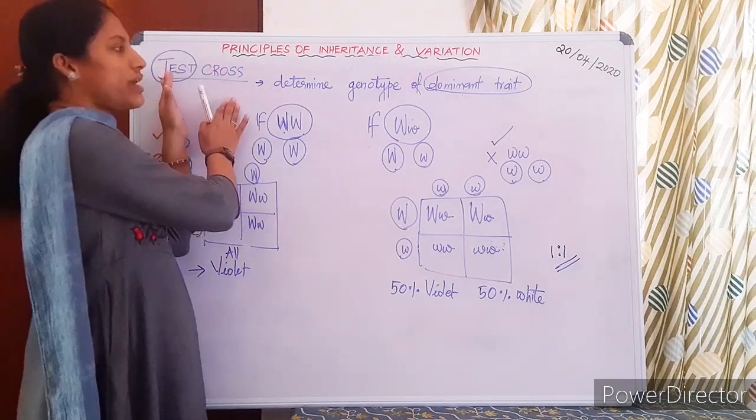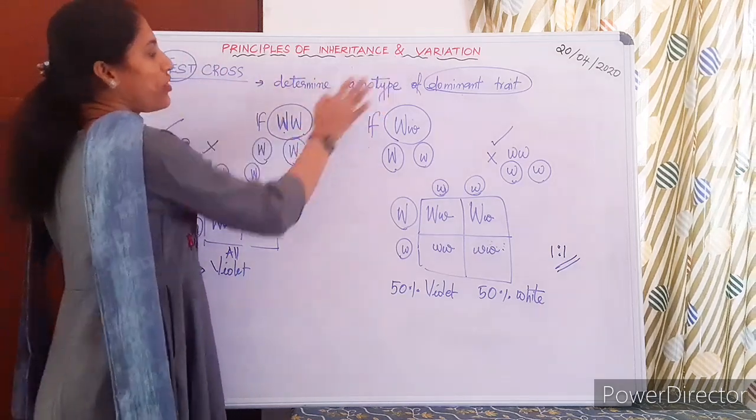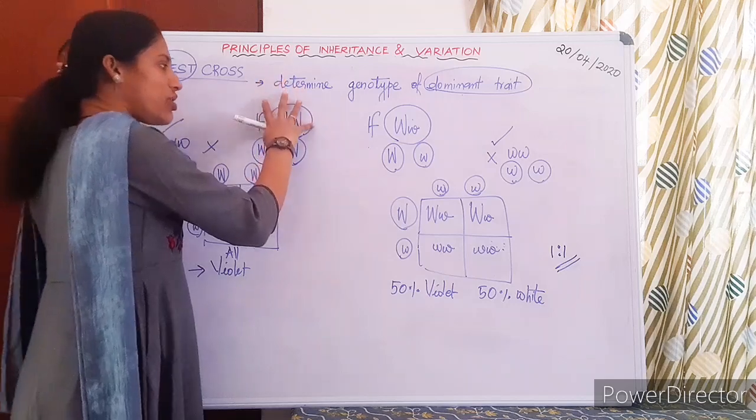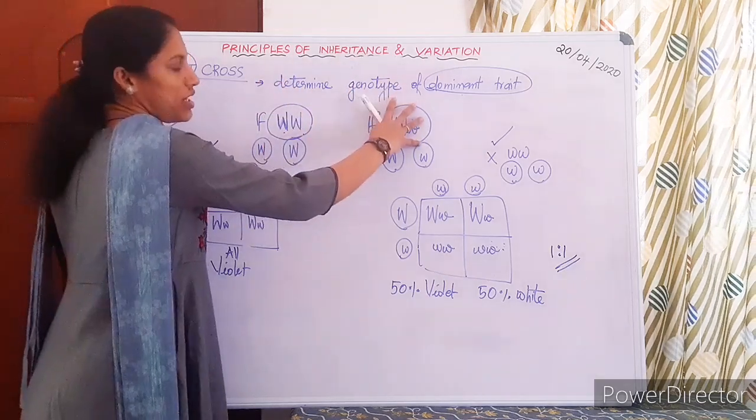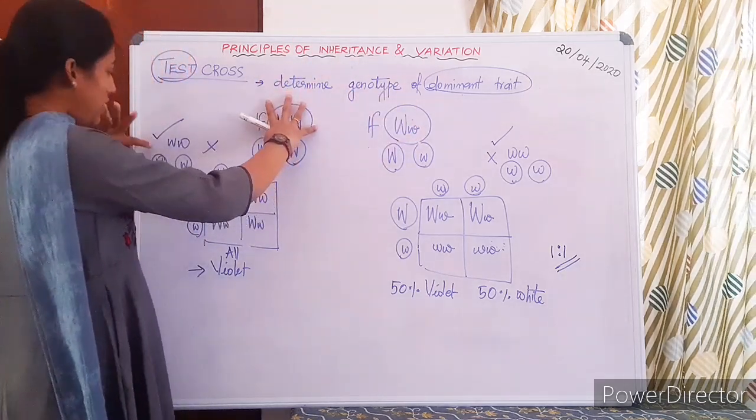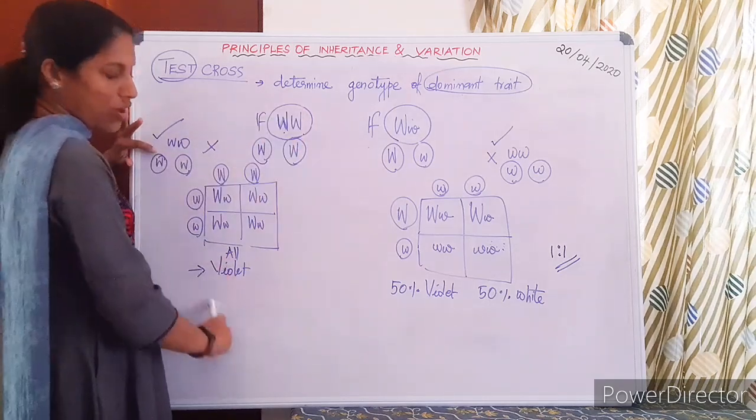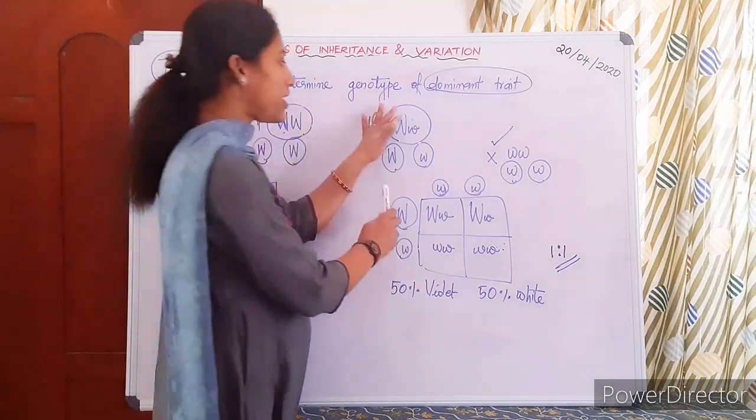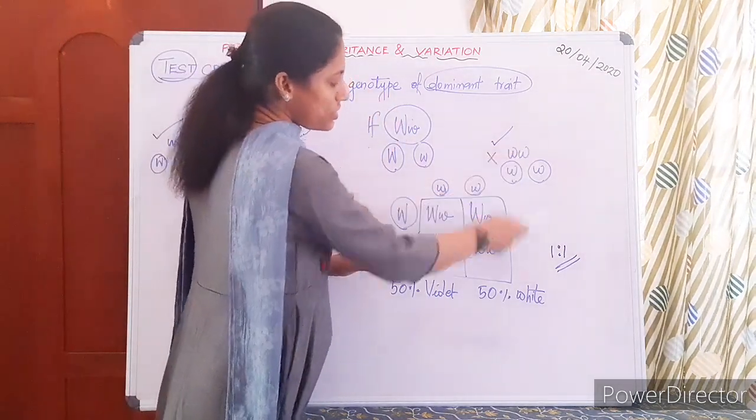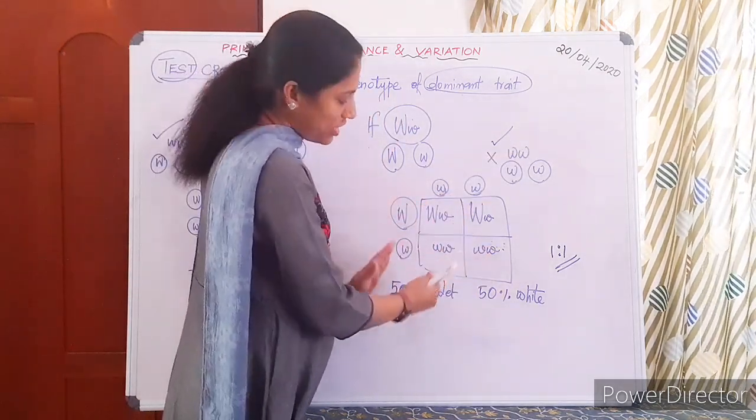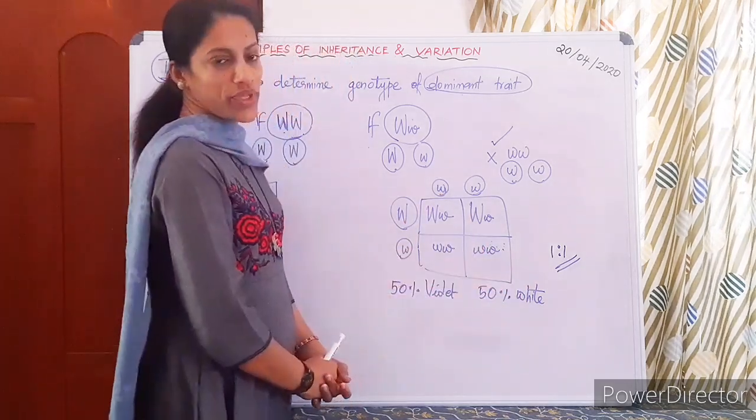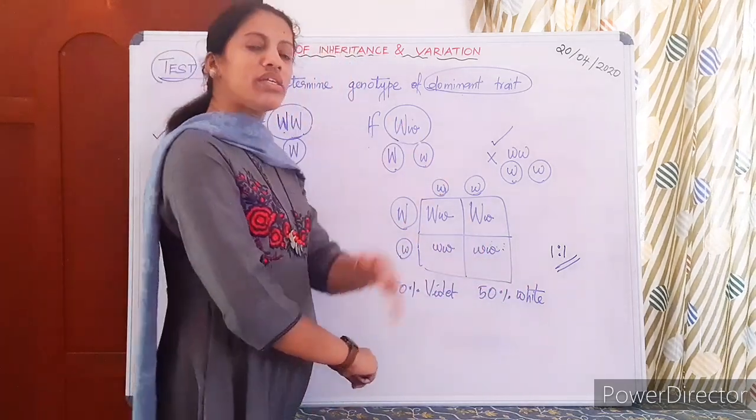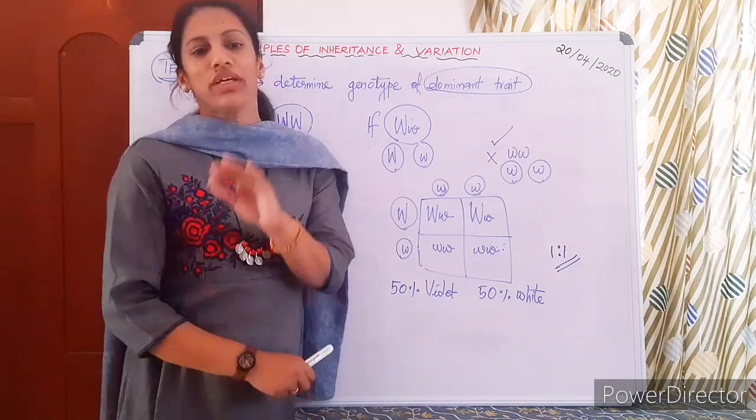A test cross is carried out to find out the genotype of the dominant trait, whether it is homozygous or heterozygous. If it is homozygous, in the test cross, it gives all of them dominant, all violets. And if it is heterozygous, in the test cross, it gives 50-50 dominant and recessive trait. 1:1 ratio. So what is a test cross? A cross with the recessive.